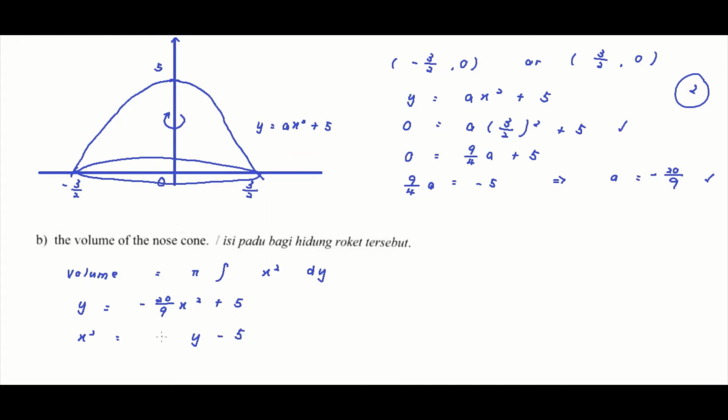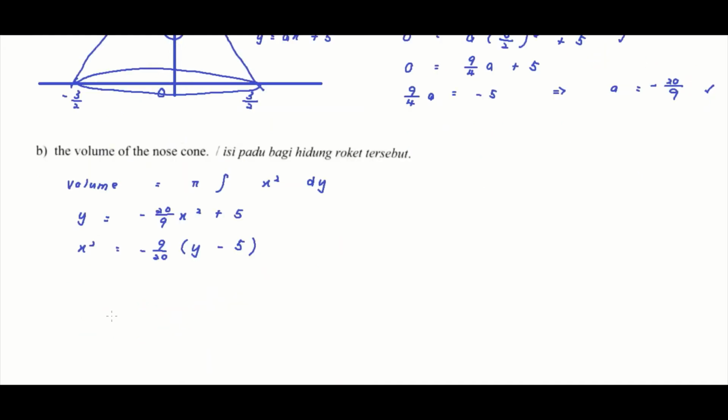then after that, this one will become divide, right? So which means negative 9 over 20. Basically it's like minus, then after that divide. Divide means that I put the fraction upside down. All right, so after that I can continue my integration here. So the volume will be equal to pi, and don't forget your limit.